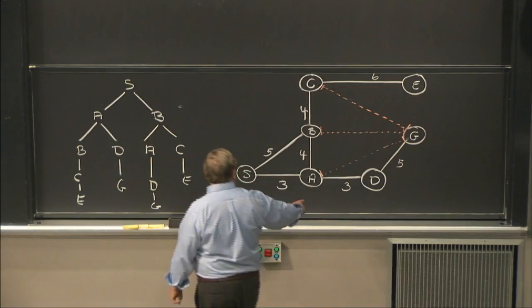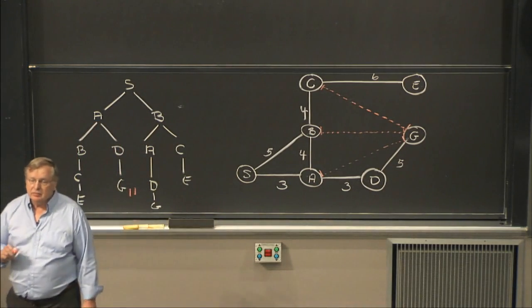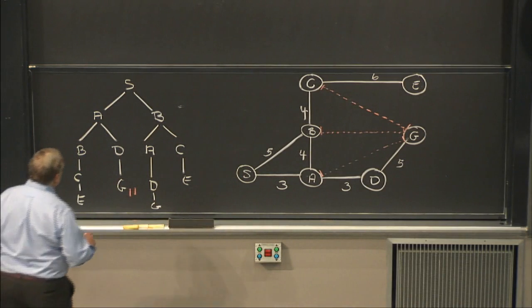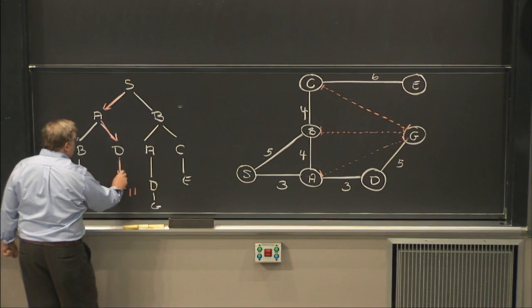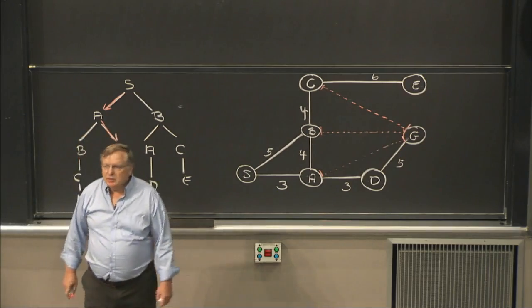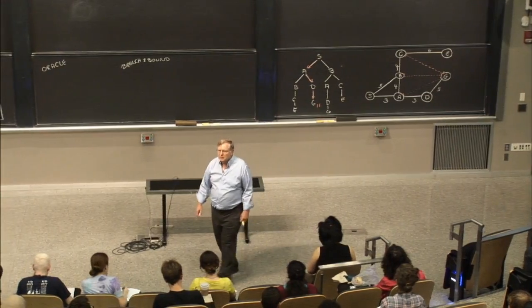S, A, D, G. And if you add up those distances, the distance is 11 along that path. It goes from S first to A, and then to D, and then from D to G. So Juana asserts that that is the best path, and we're going to treat Juana as an oracle.